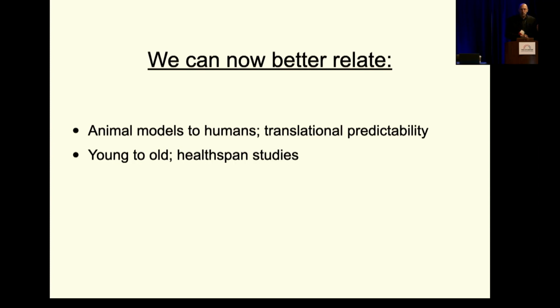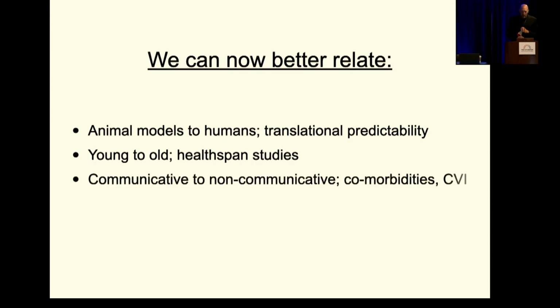We also think young to old. So we have to measure the development of these things for health span studies before we can differentiate normal development from disease states, of course. Communicative to non-communicative. Again, the heads are nodding because this is a huge problem. We hope it's not a panacea. There are some children you simply cannot measure, but we've expanded the ability to measure children and take that boundary out.